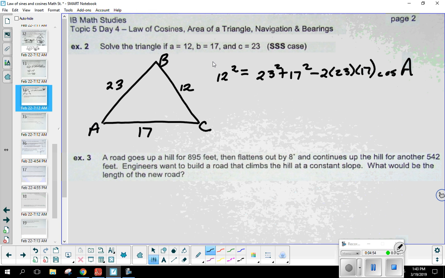All right. And we can just go ahead and rewrite this. We talked yesterday, if you want to go ahead and immediately plug in, that's fine. I've always preferred to write out the equation and then kind of rewrite it based on that. So I know that cosine of A would equal up top 12 squared minus 23 squared minus 17 squared, and then I'm going to divide by that coefficient product, negative 2 times 23 times 17.